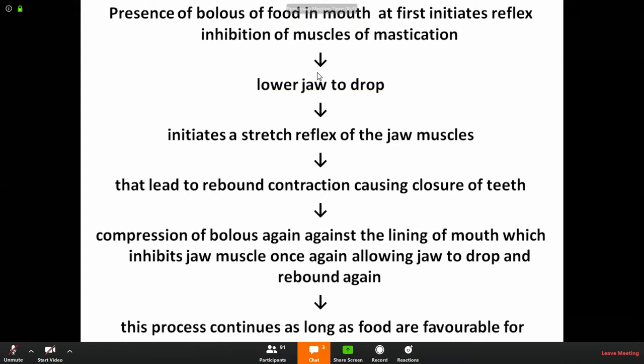Once the closure is there, there is compression of the food against the lining of the mouth, which again inhibits the jaw muscles, allowing the lower jaw to drop, and there is again the rebound contraction, again and again. The mastication process continues until the food is favorable for swallowing, okay?